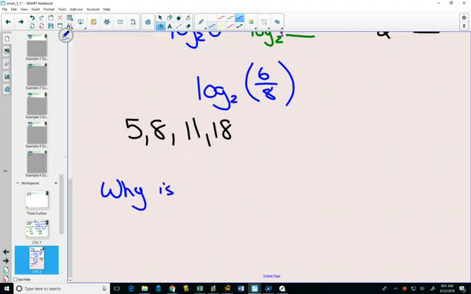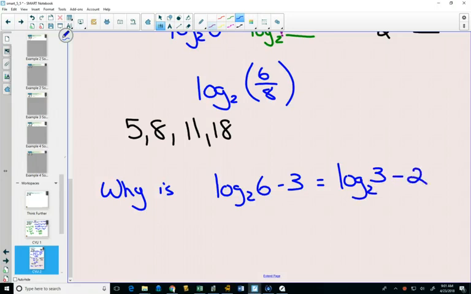And if you want to think about this one a little bit further, what did we have? Log 2 of 6 minus 3. Is log 2 of 6 minus 3 equal to log 2 of 3 minus 2? If you want to fiddle around with logarithms, type those into your calculator, see if they're equal, and if they are, why are they equal? Okay, questions 5, 8, 11, and 18.